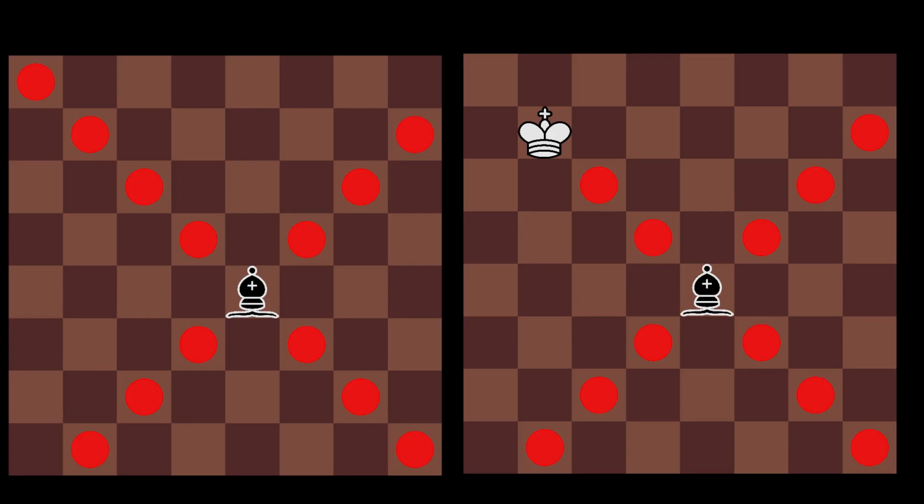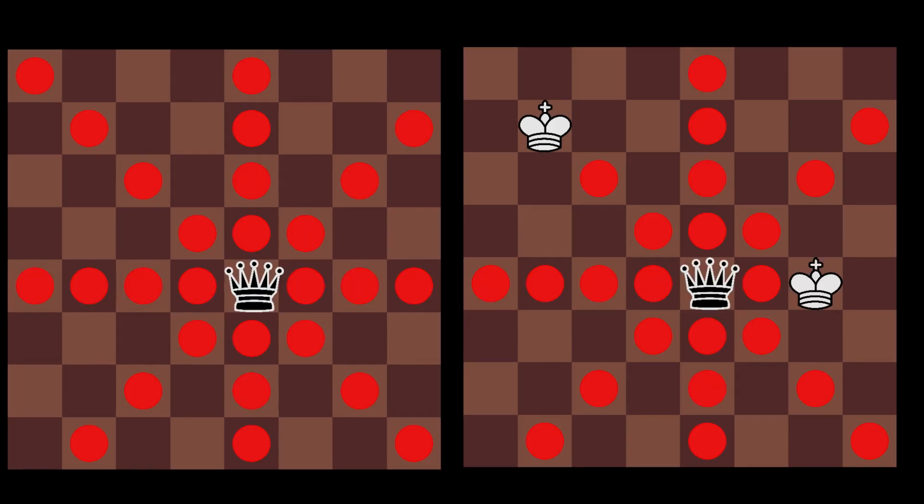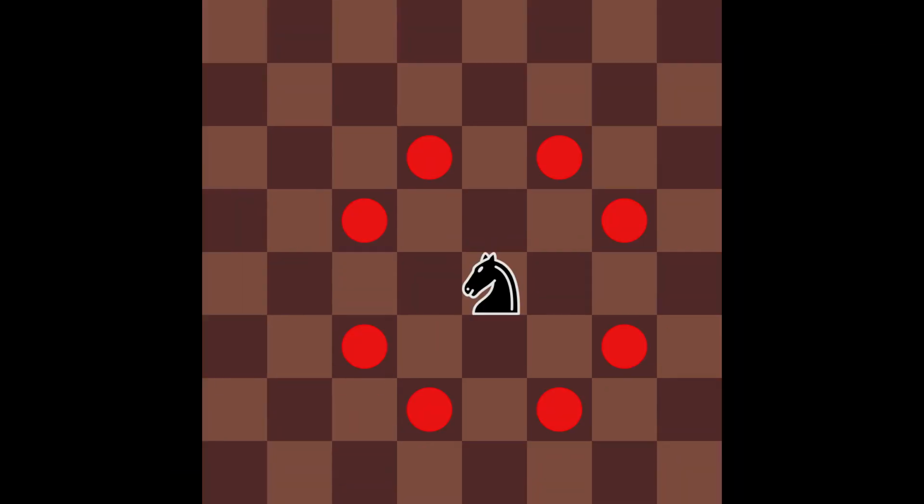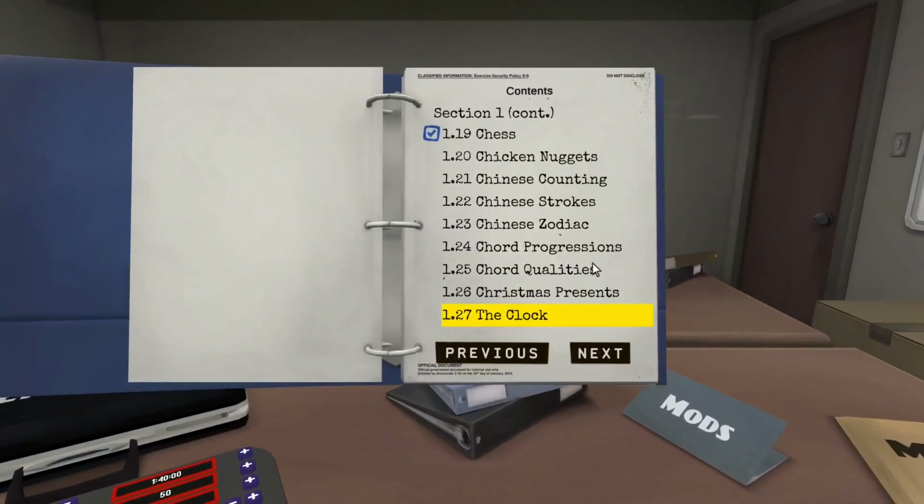The bishop moves similar to the rook, but it moves diagonally instead. The queen is a mixture between the bishop and the rook. Finally, we have the knight. This piece can jump over other pieces, but it can only move in an L shape. Now that we've gotten that out of the way, let's look at the module.